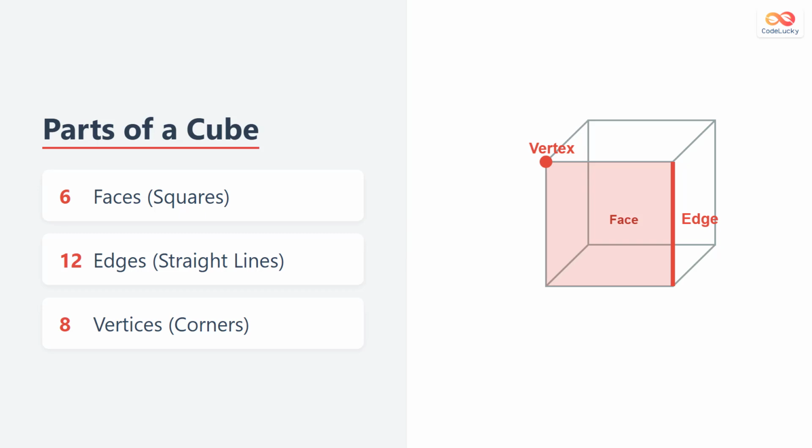Let's break down the parts of a cube. It has 6 flat surfaces called faces. It has 12 straight lines where these faces meet, called edges. And finally, it has 8 corners where the edges meet, which are called vertices.